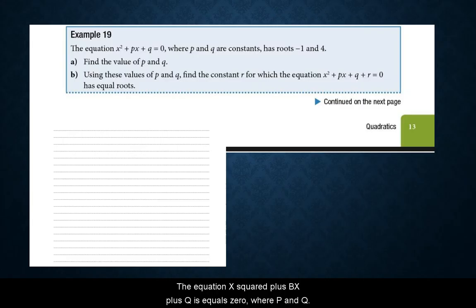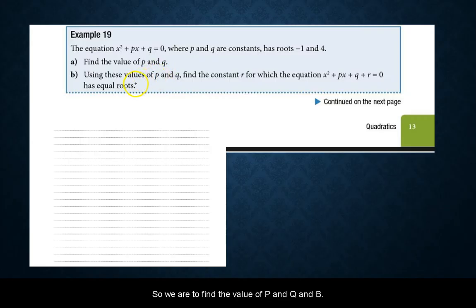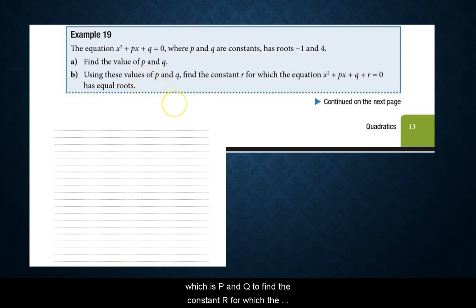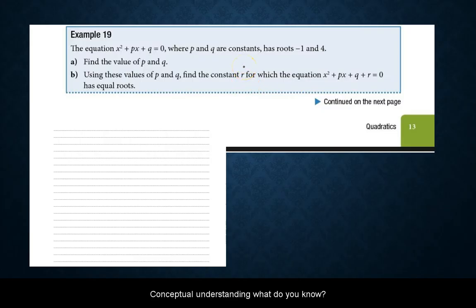The equation x squared plus px plus q is equal to 0, where p and q are constants, has roots -1 and 4. So we are to find the value of p and q. And in b, we use these values that we got in a, which is p and q, to find the constant r, for which the equation x squared plus px plus q plus r equals 0 has equal roots. Conceptual understanding. What do you know?